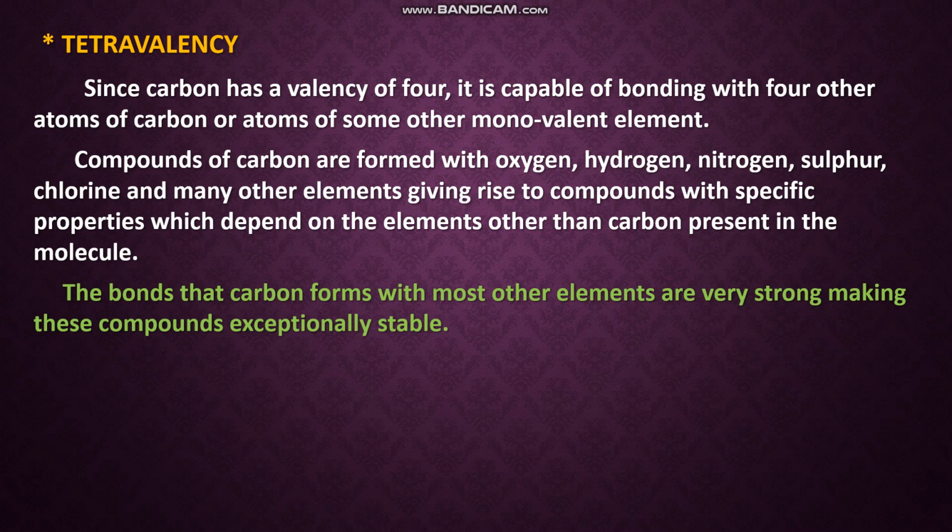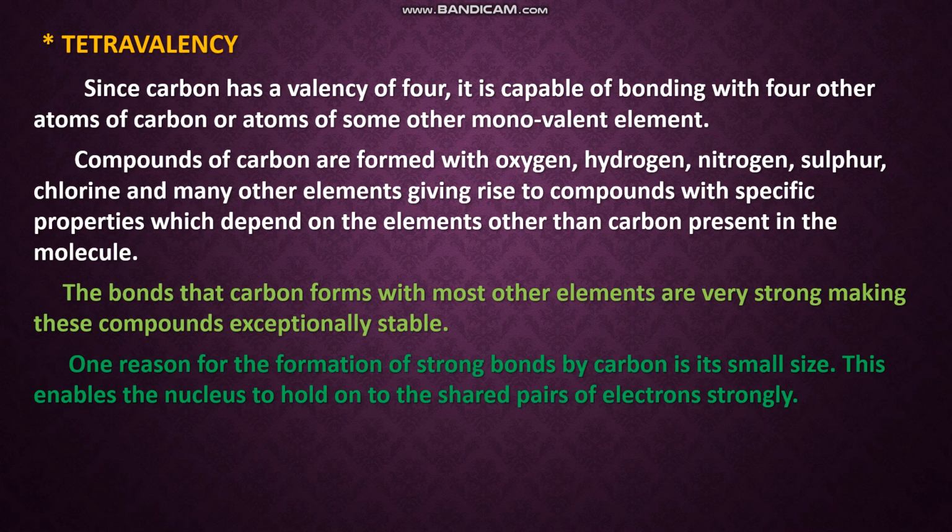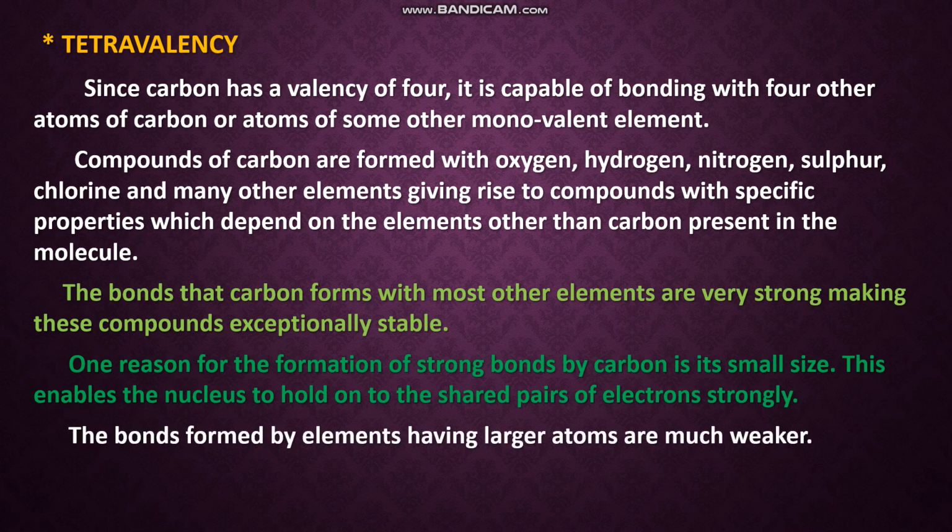Now we'll see what is the reason why carbon is forming a strong bond compared to other elements. One reason for the formation of strong bonds by carbon is its small size. This enables the nucleus to hold on to the shared pairs of electrons strongly. You have already seen that carbon forms covalent bonds, that means by sharing the electrons between the atoms. So as the carbon size is very small, its nucleus can hold this shared pair of electrons more strongly. That's the reason carbon can form strong bonds. The bonds formed by elements having large atoms are much weaker.